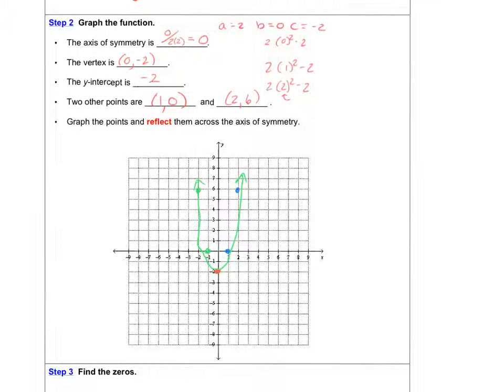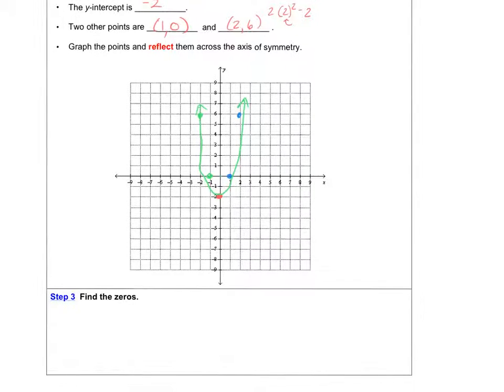And then I can find the zeros. The zeros are where we hit the x-axis. So I noticed that we hit at negative 1 and 1. Those are my zeros. So x equals negative 1 and 1.